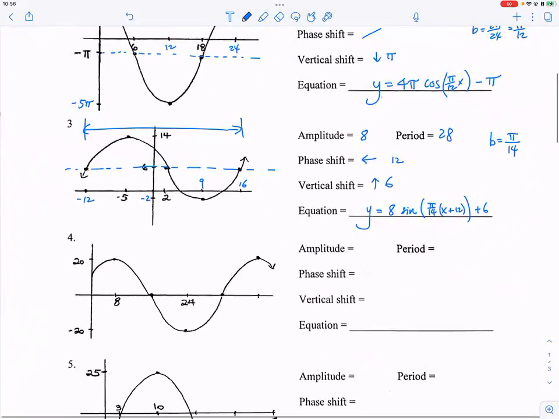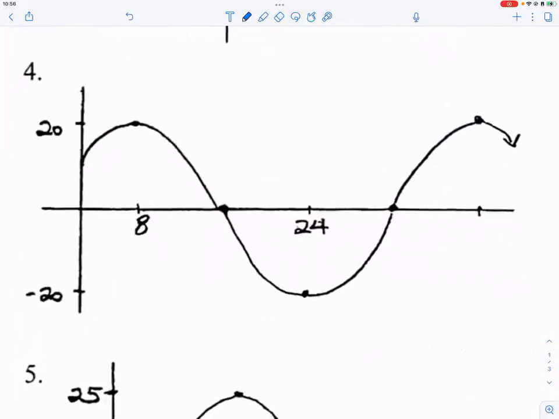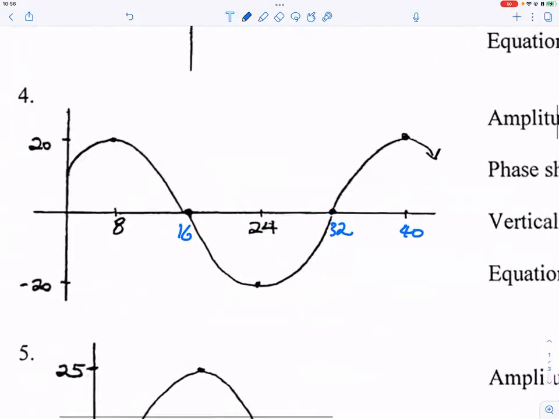Number 4, what are the missing values? So we have 8 and 24 labeled. So the point in between 8 and 24 must be 16. And 8, 16, 24, so the next point must be 32, and then 40. So what's the period?